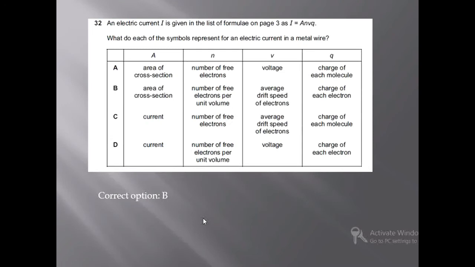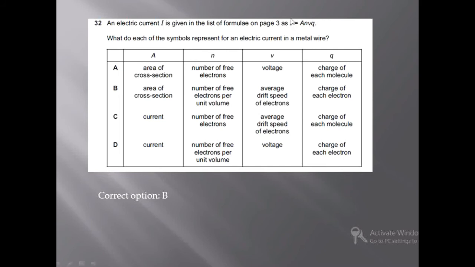MCQ number 32. An electric current I is given in the list of formulae on page 3 as I is equal to A n v Q. Page 3 was the starting page where the formulae and the data values are given. So this formula is also shown on that page. The question further says, what do each of the symbols represent for an electric current in a metal wire?